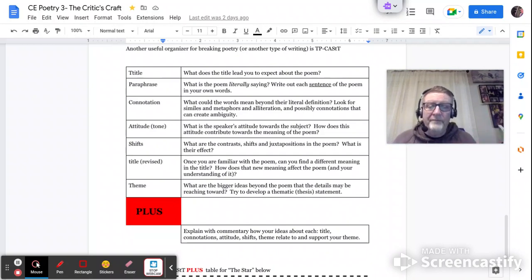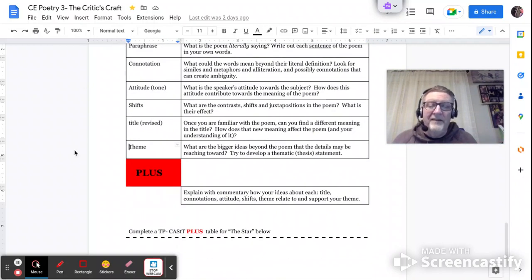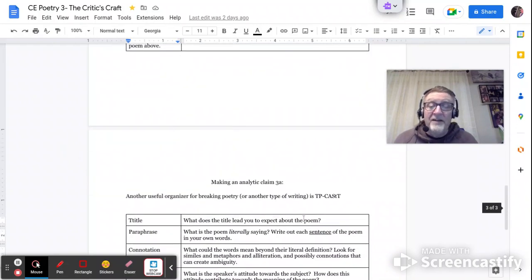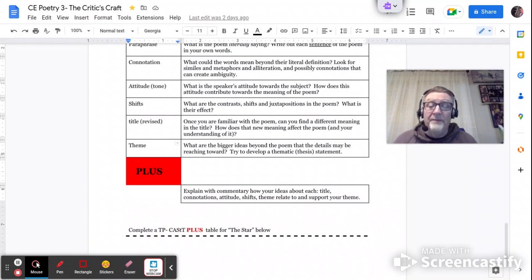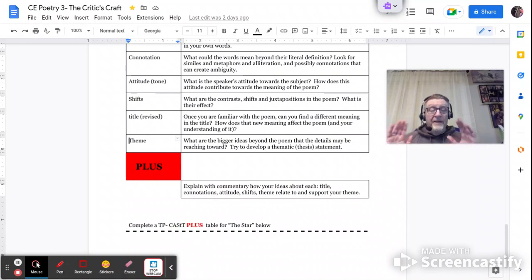Plus, right? In the acronym, it's TP-CAStT, and then it's TP-CAStT plus. After you've done the TP-CAStT, explain with commentary how your ideas about each title, connotation, shifts, attitude, theme relate to and support your idea about the theme. All right. This is really the outline of a good poetry essay. Poetry analysis essay. That's what you're aiming at for in the second semester.